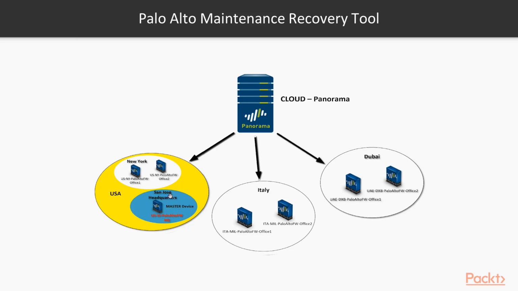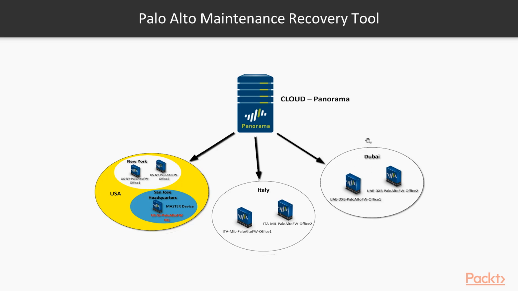So we have a master firewall, and we were talking about that master device that it's going to be mirrored across all the other units. We also have an Italy location, and we have two offices in Milan, office 1 and office 2. We have one firewall in office 1, one firewall in office 2. Same with New York, one firewall in office 1, one firewall in office 2.